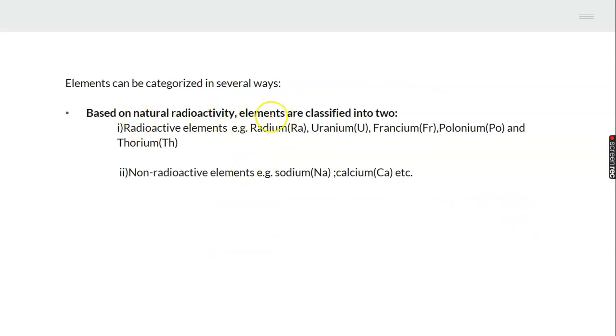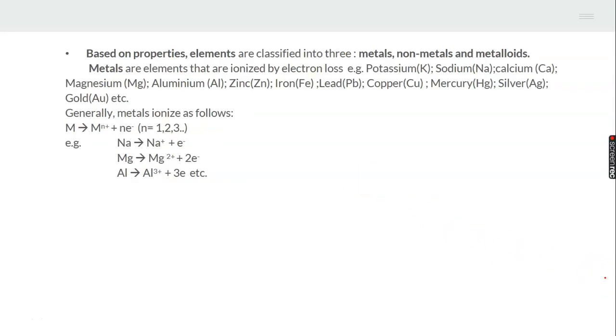Elements can be categorized in several ways. The first category is based on natural radioactivity. Under this categorization, you have two types. You have radioactive elements, which, as we all know, are elements that can spontaneously decay or degrade by emission of either alpha, beta, or gamma particles. The second type is non-radioactive elements. That means they don't undergo radioactive decay, and they don't emit alpha, beta, or gamma rays.